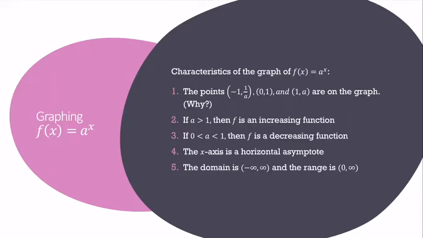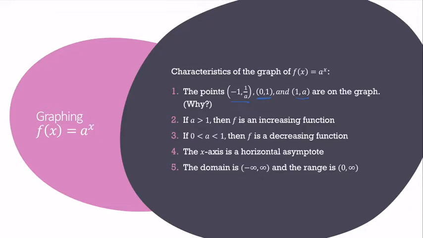So let's talk about graphing exponential functions. Here are some characteristics of the graph f of x equals a to the x. The points when x is -1, y is 1 over a; when x is 0, y is 1; and when x is 1, y is a will always be on our graph. Let's think about why this is.